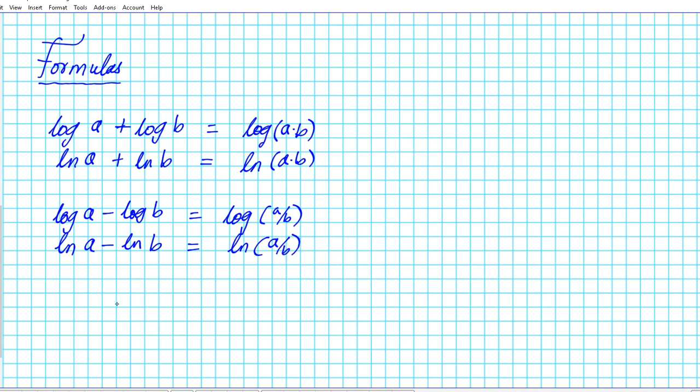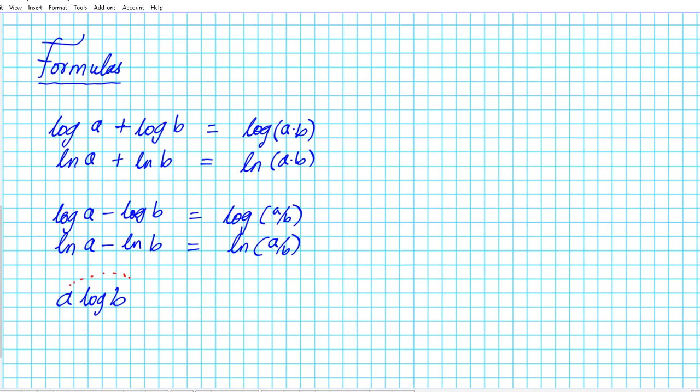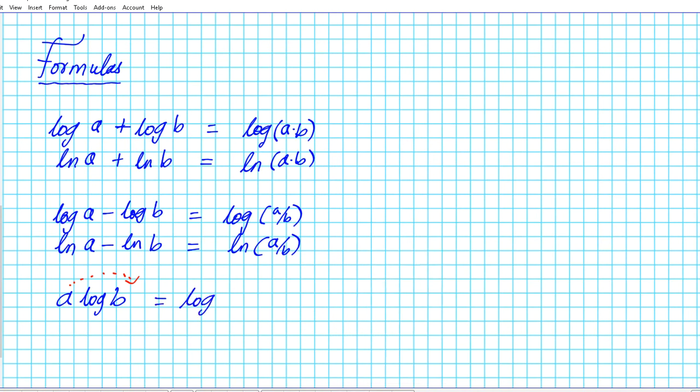And then we have the power property. If you have a coefficient in front of your log, let's say we have a, for example, times the common log of b, you can power up your coefficient to become a power of your logarithmic argument. So this becomes the common log of b raised to the a power.